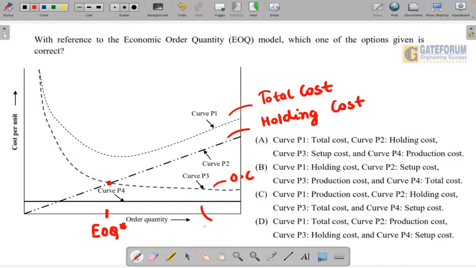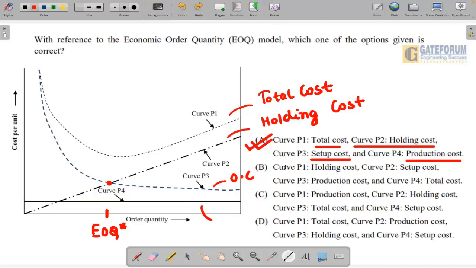Ordering cost we can also call a setup cost. Therefore, the correct option is A. Total cost is curve P1, P2 is your holding cost, P3 is setup cost, and P4 is the production cost. I hope this is clear. This line is the production cost. This is a very easy problem, so the right answer is option number A.